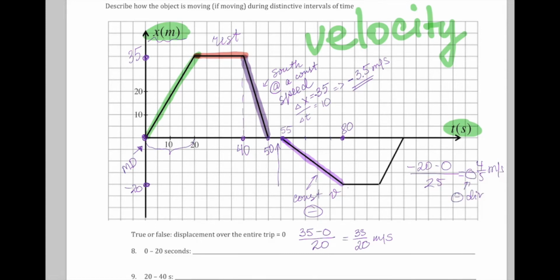Now what happens here is, again, we are at rest, and then we turn around and move back at a constant speed. So, constant speed, rest, constant speed going back, rest, constant speed going back, rest, constant speed going up.